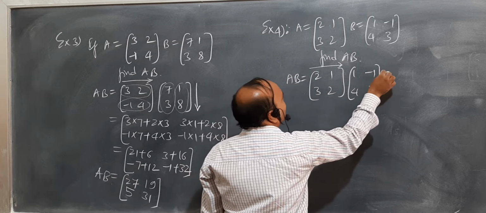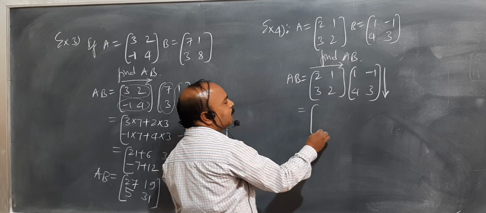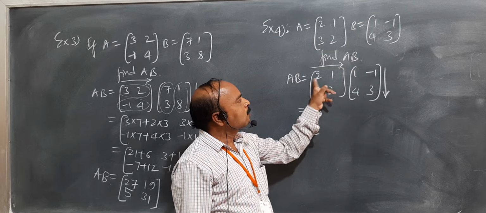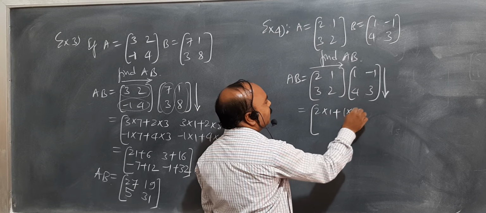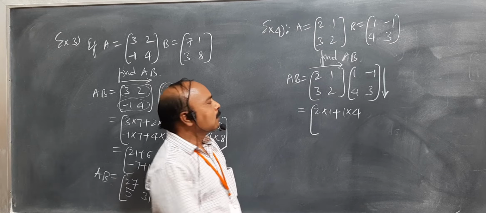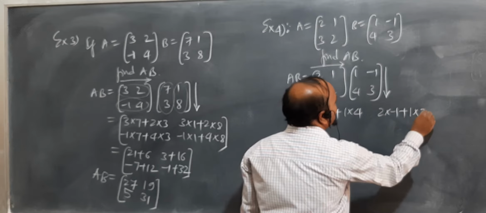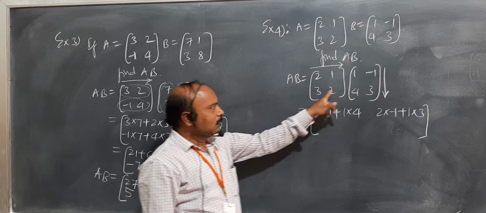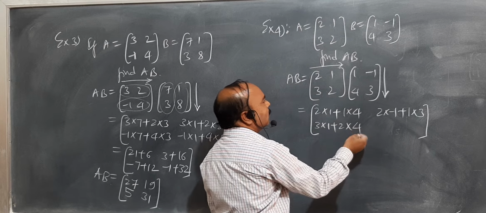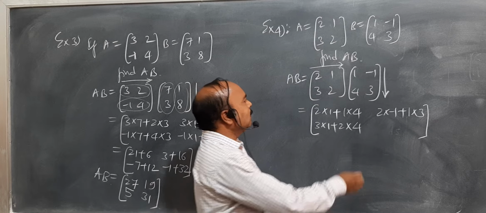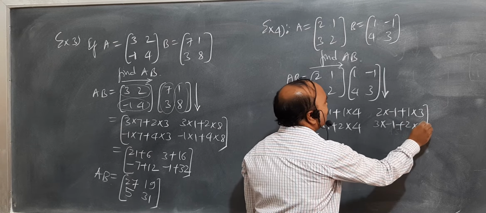Next go for row with column. Here first row elements are 2 1 and first column elements are 1 4. 2 1 multiplied with 1 4 first, that is 2 into 1 plus 1 into 4, it is the first element. Next 2 into minus 1 plus 1 into 3, second element. Next 3 into 1 plus 2 into 4, it is second row, first column. Similarly, second row, second column, 3 into minus 1 plus 2 into 3.